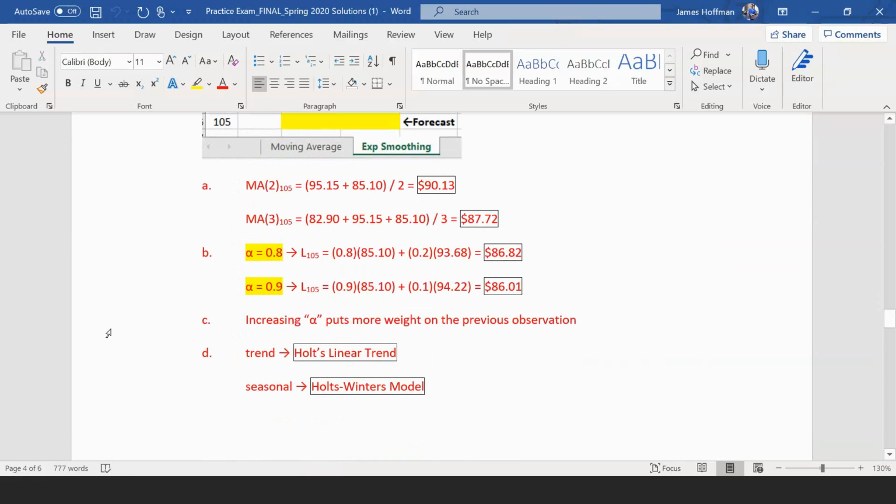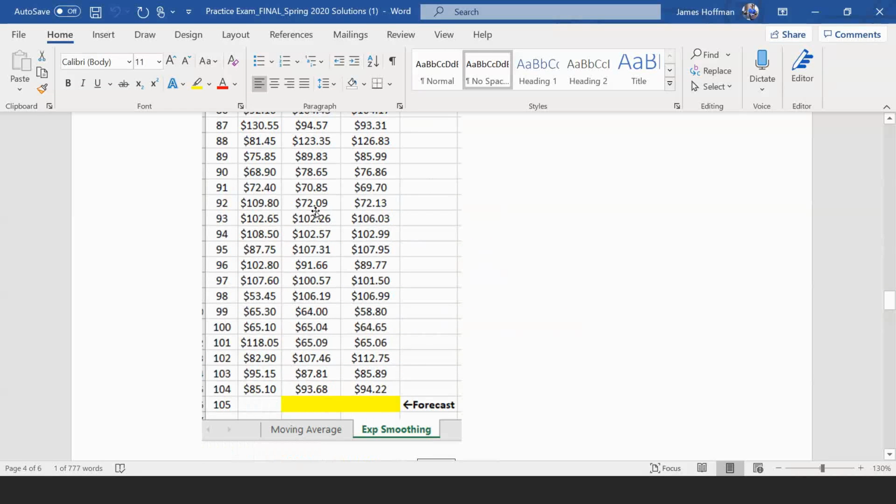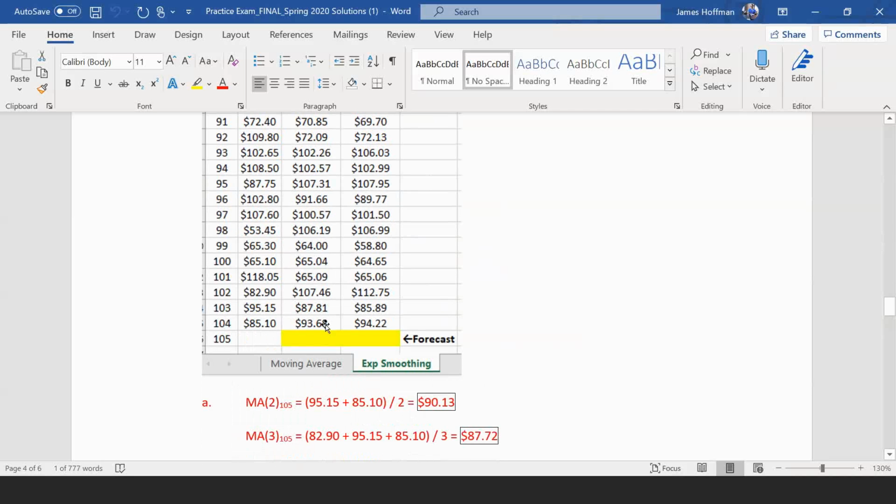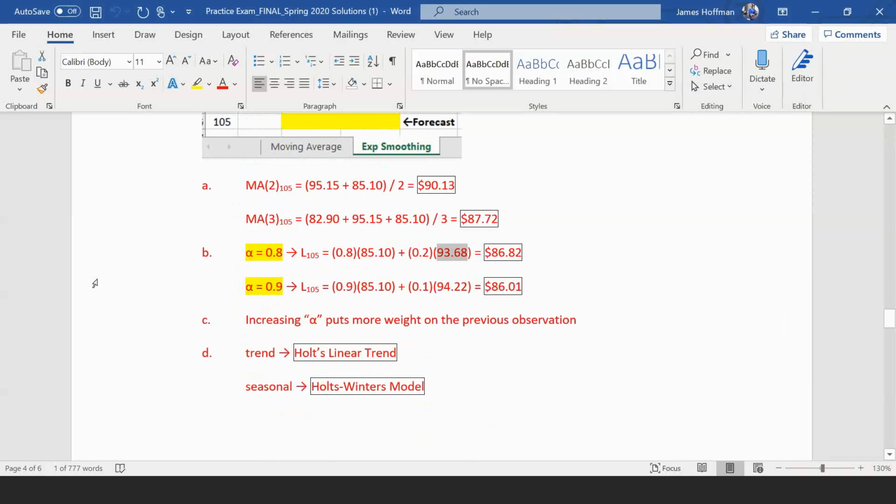And then plus 1 minus alpha. You should see that 1 minus 0.8 has got to be 0.2. So 0.2 times the last forecast in the 0.8 process, which for week 104 is 93.68. If you do this simple calculation, you get for alpha equals 0.8 a prediction of 86.87. I'm sorry, 86.82.